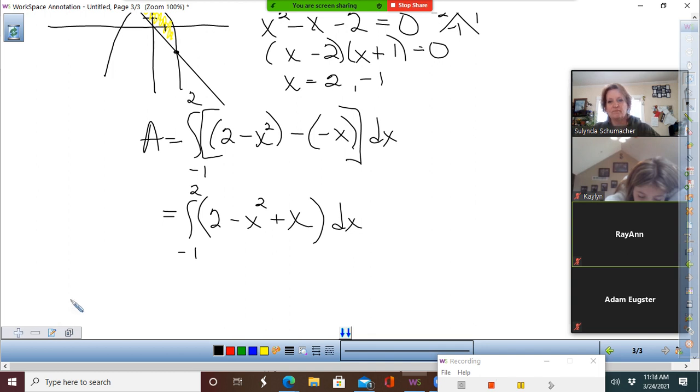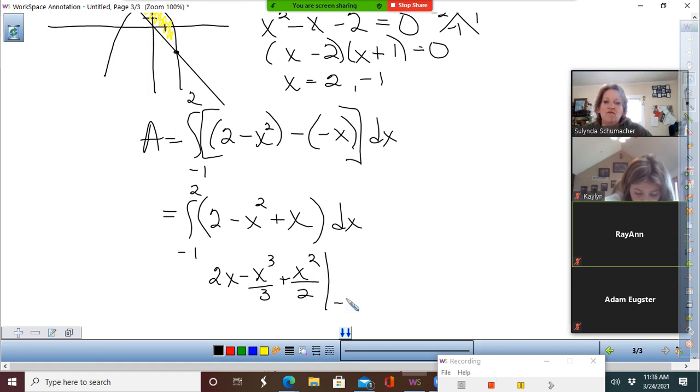All right, so let's find our area. So the antiderivative of 2 is 2x. The antiderivative of negative x squared is negative x to the third over 3. And then the antiderivative of x is x squared over 2. We're going from negative 1 to 2.